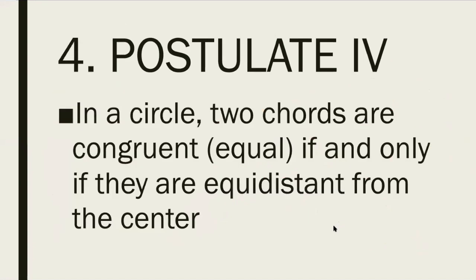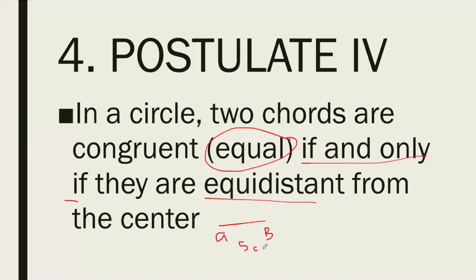Postulate 4. In a circle, two chords are congruent or equal. So, congruent means equal if and only if they are equidistant from the center. So, equidistant means from point A to point B equals to point B to point C. Basically, if point A to point B is 5 centimeters, point B to point C is also 5 centimeters. Equidistant means equal in distance. So, once again, in a circle, two chords are congruent or equal if and only if they are equidistant from the center.